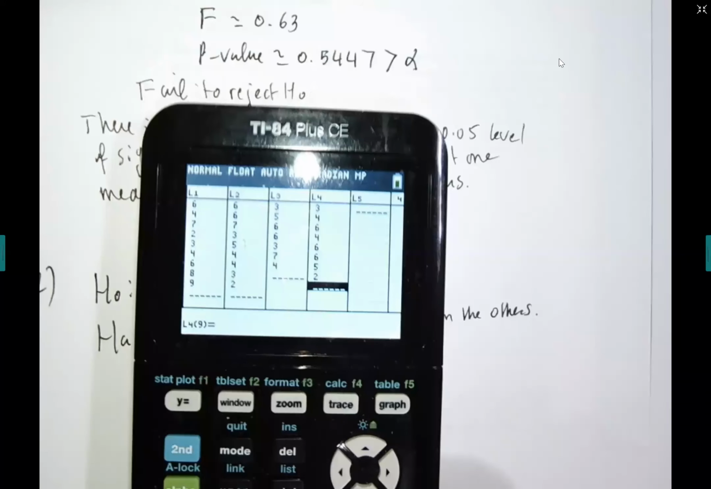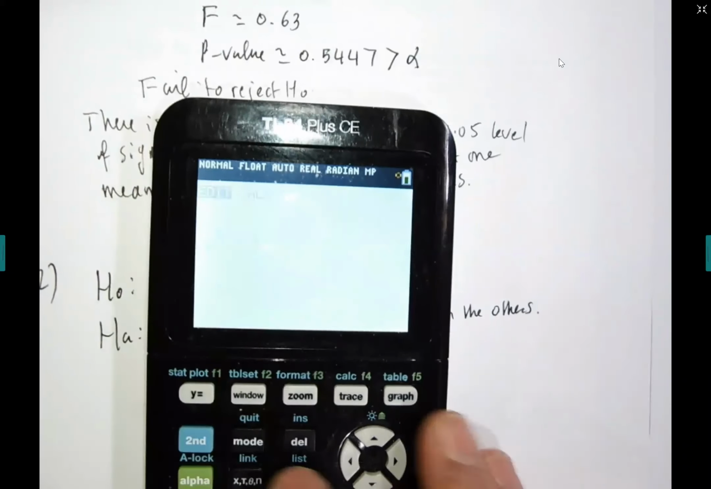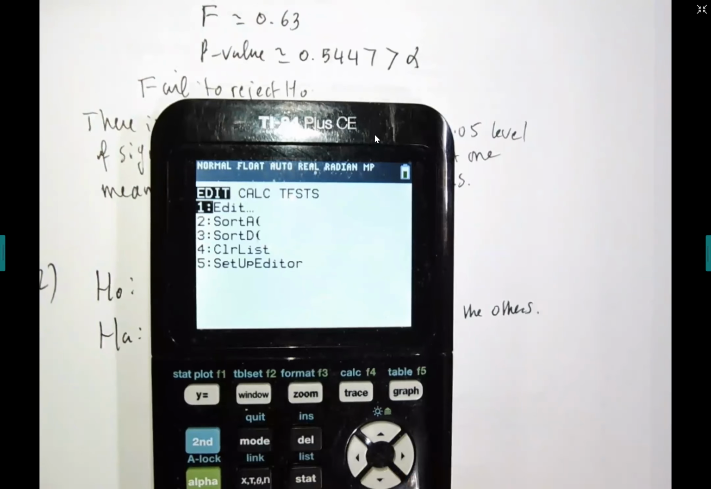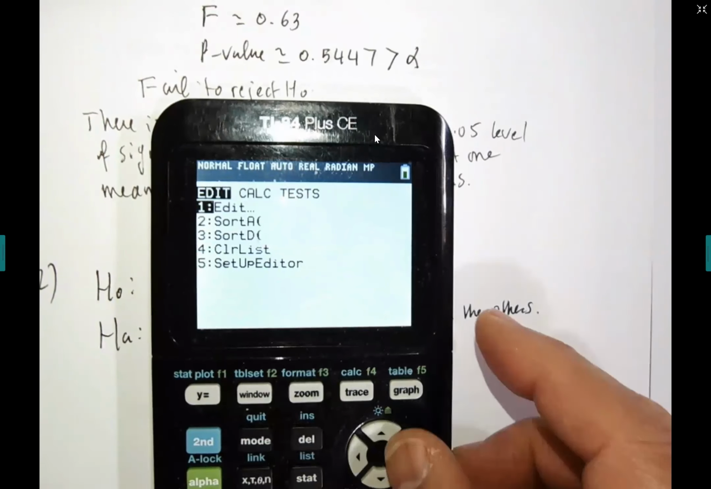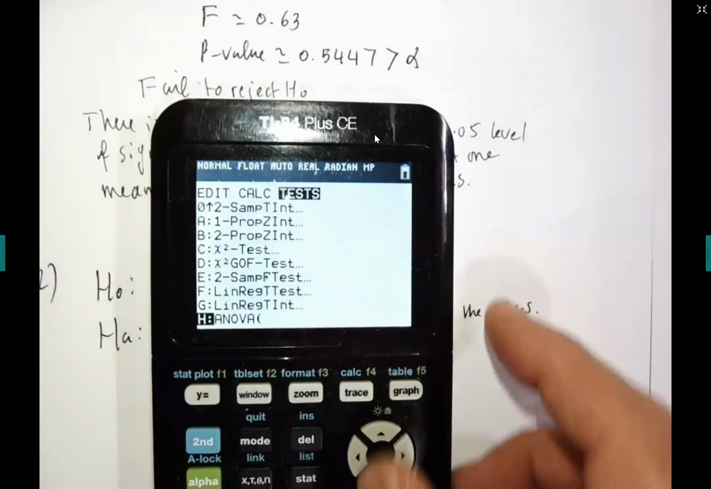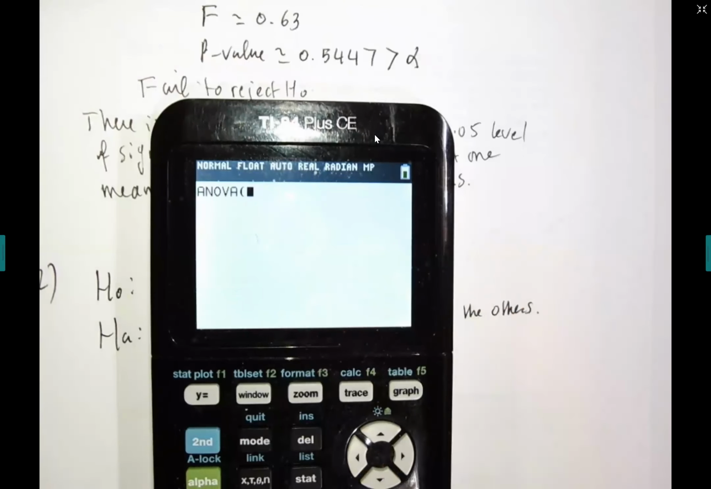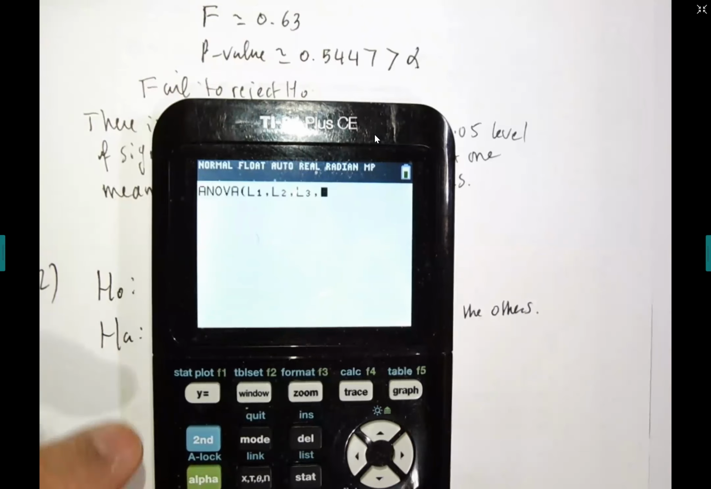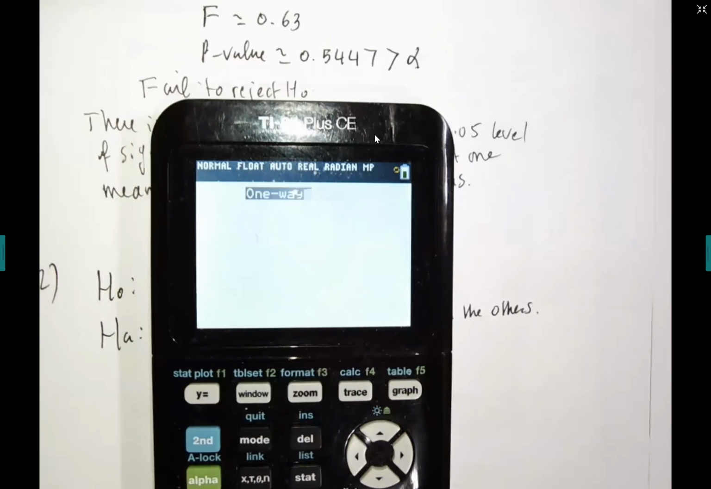Okay, guys, so we're gonna quit here. You're gonna go to stat. And you're gonna go to tests, scroll up, ANOVA. ANOVA stands for analysis of variance, one-way analysis of variance. Okay, input L1, comma, input L2, comma, input L3, comma, input L4, comma, and that's enter. And here you go.